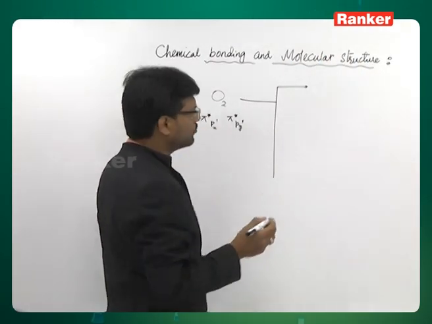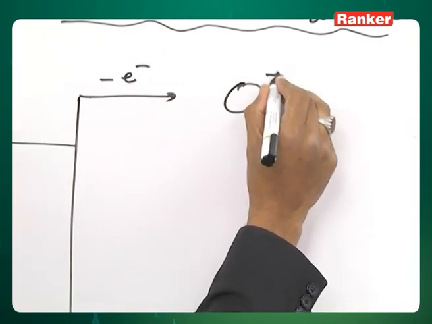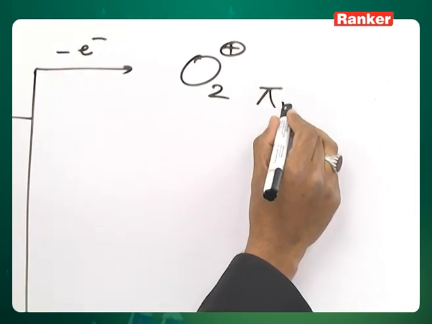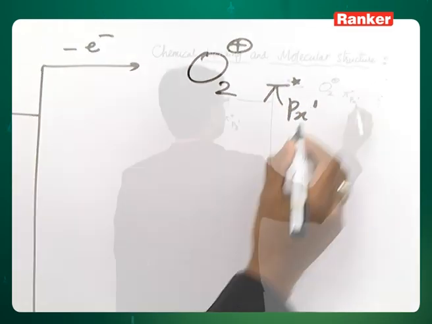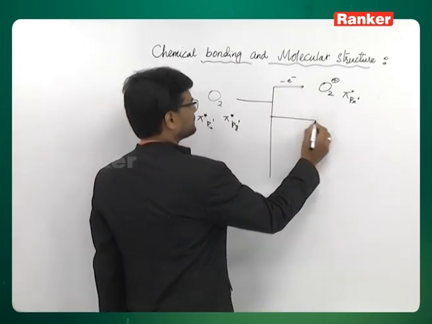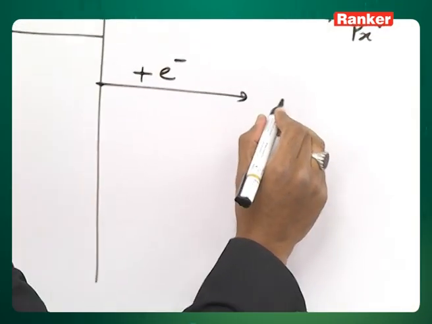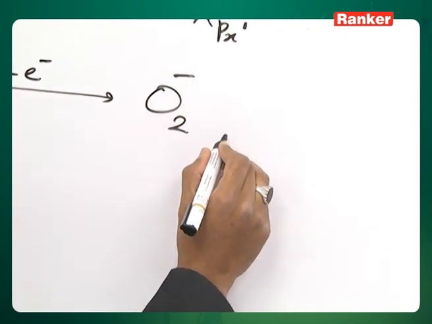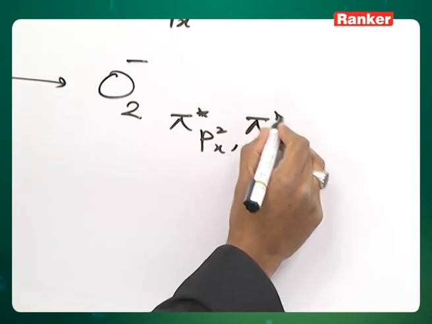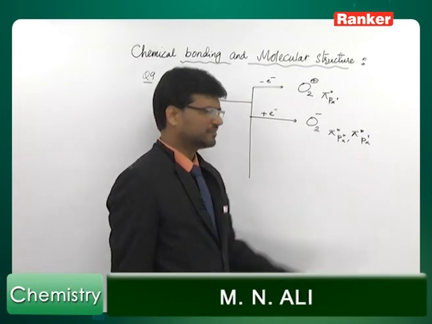O2 becomes O2 plus by loss of an electron. The configuration now is pi star px1. It still has one unpaired electron, so you expect it to be paramagnetic. O2 minus happens due to gain of an electron, it becomes pi star px2, pi star px1. This is responsible for its paramagnetic nature.